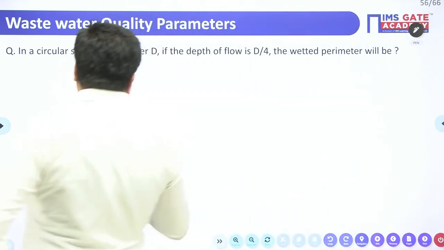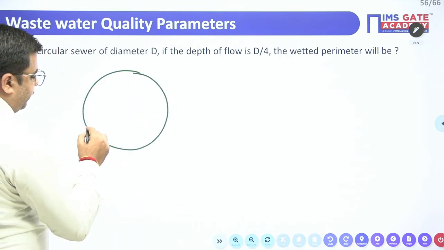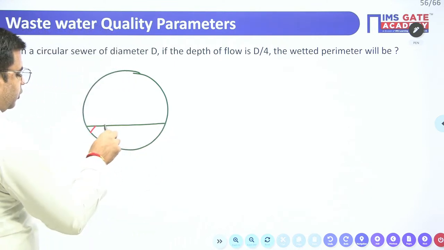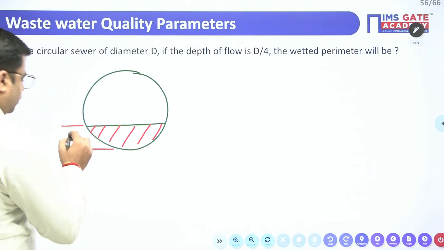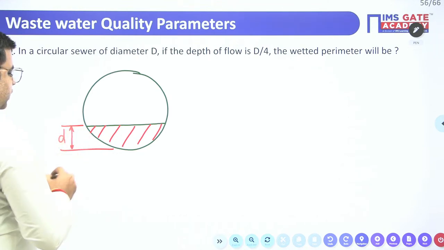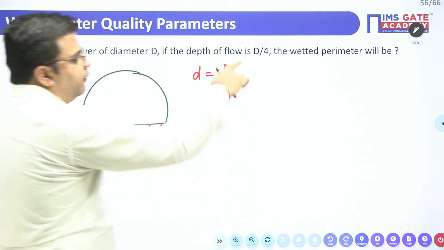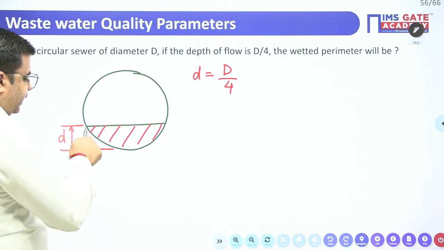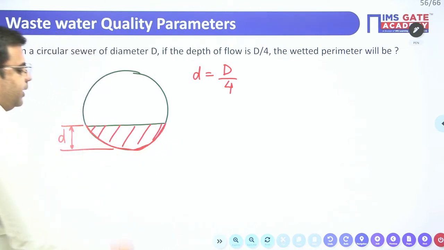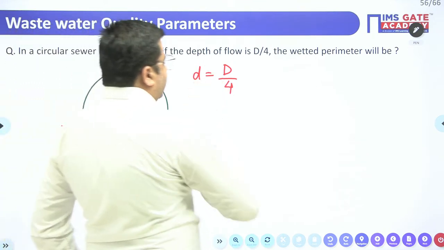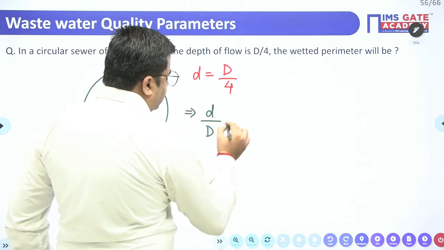In the question, it is given that you have a circular sewer, and the depth of flow, small d, is D by 4. You need to calculate the wetted perimeter in terms of the diameter, right? So this small d by capital D comes out to be 1 by 4.